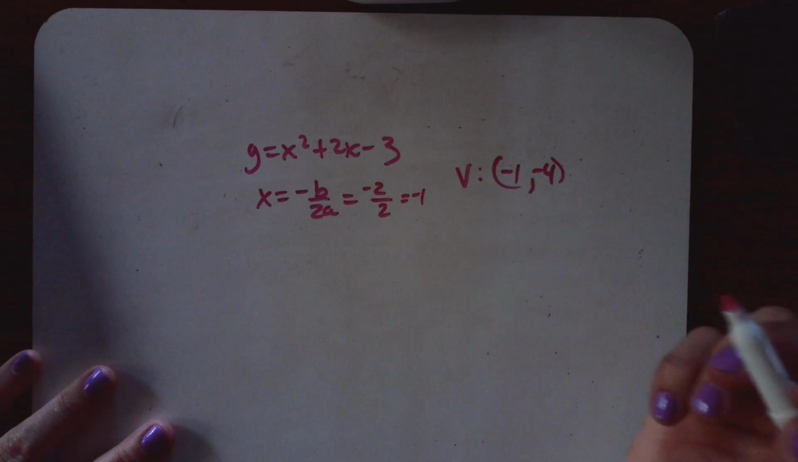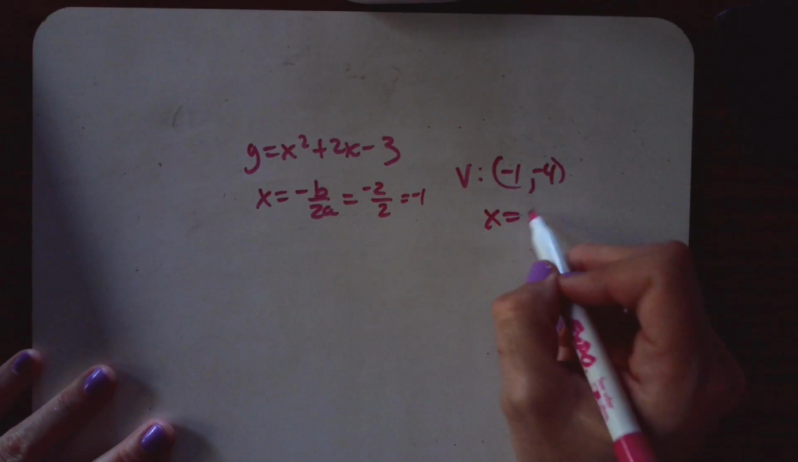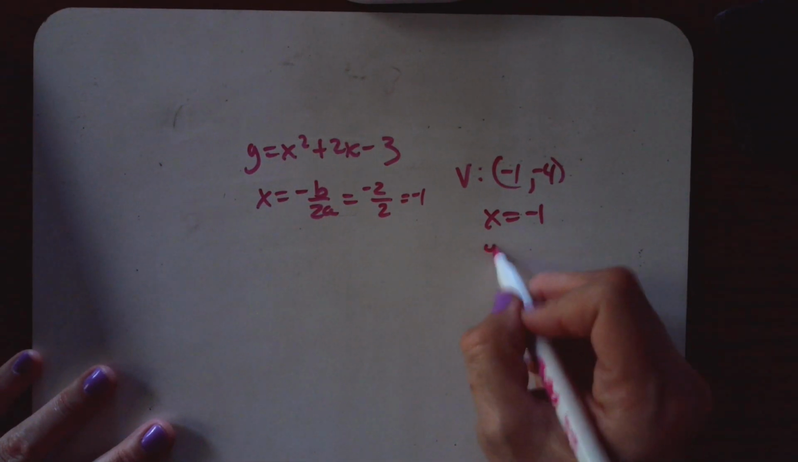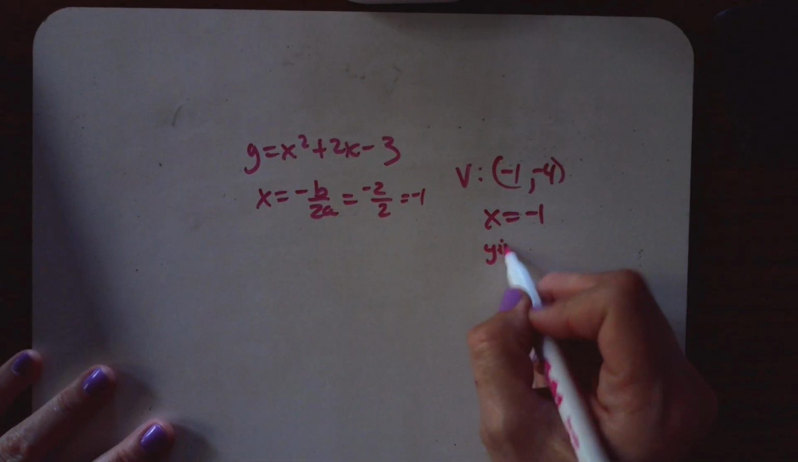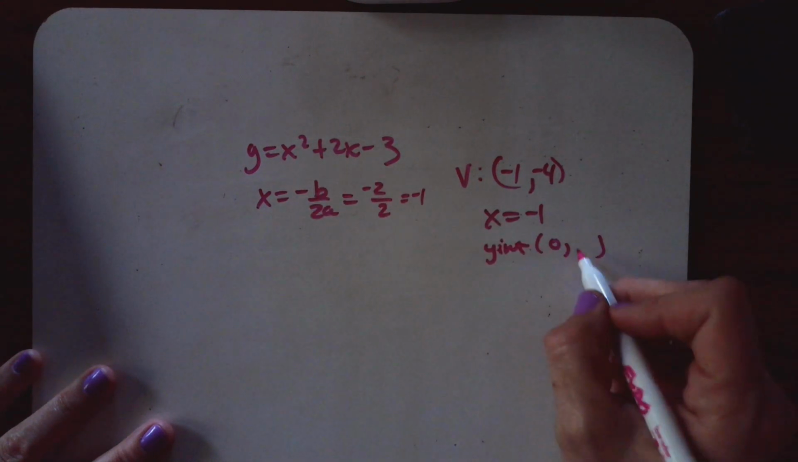All right, next question is axis of symmetry. Well, axis of symmetry is x equals that number right there. All right, the y-intercept. Plug in 0 into my problem. I'm going to get -3.